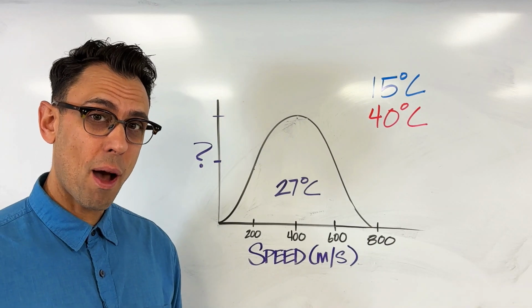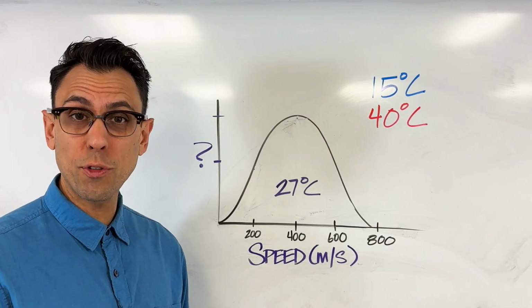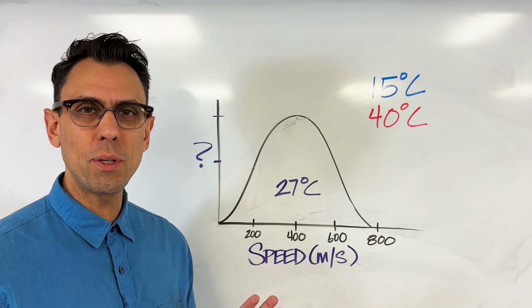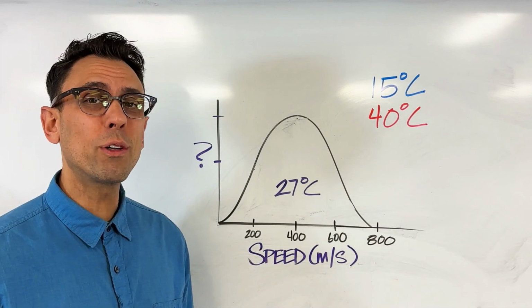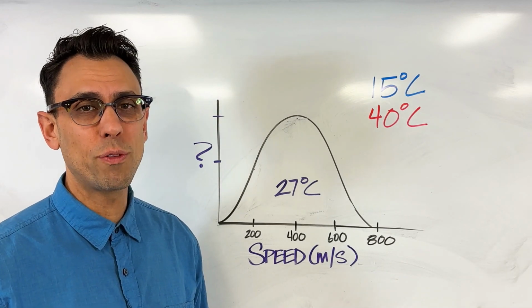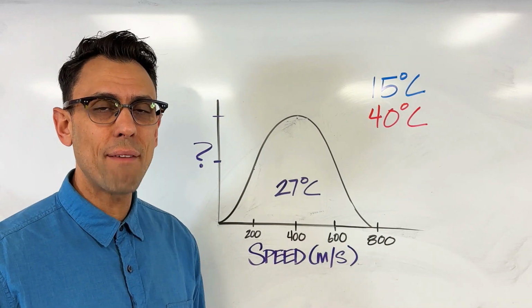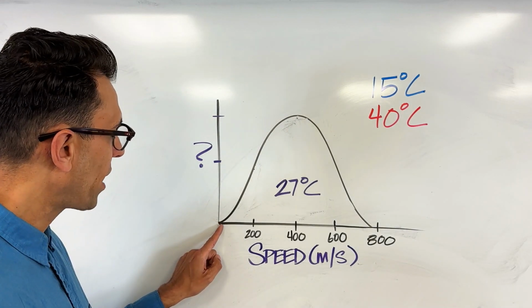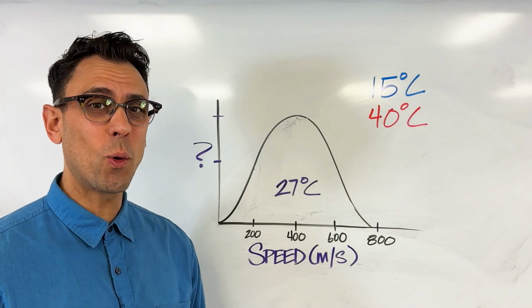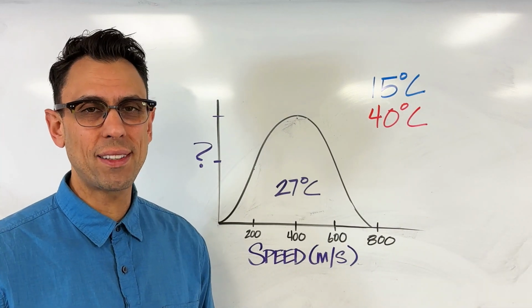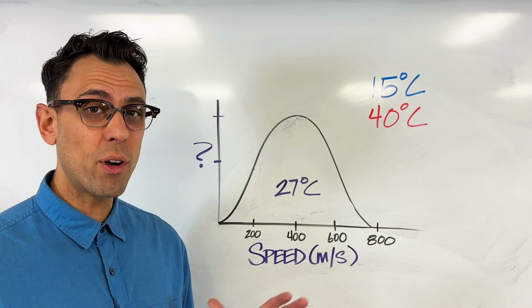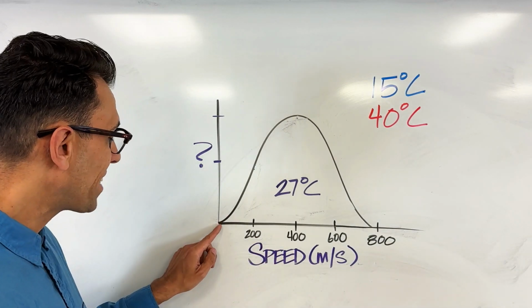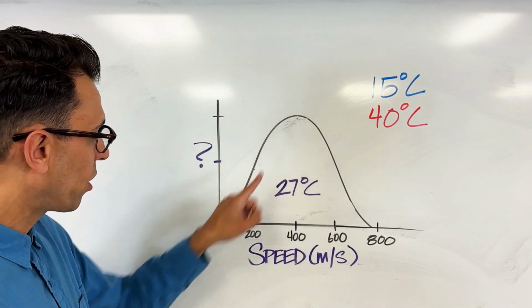The thing to keep in mind when you're doing these new curves for new temperatures is that there still needs to be, no matter what the temperature is, some particles moving really slow and some particles moving fast. You always need to have a bell-shaped curve. Now, the other thing to keep in mind is this point right here, where the curve touches the origin, it always has to touch the origin.